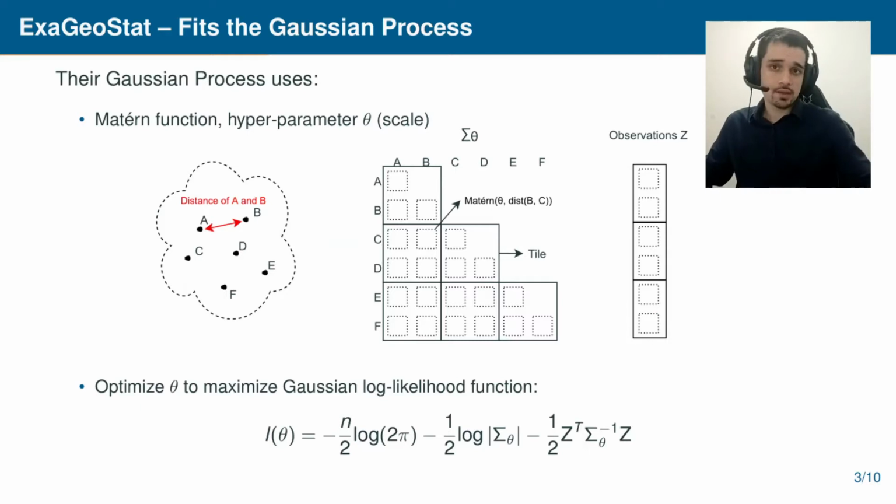The data of GeoStat is a set of points in space, and the value of their observation z. GeoStat fits a Gaussian model with the Matérn kernel, with a scale parameter theta. The quality of these fits depends on it. Hence, GeoStat optimizes theta to maximize the Gaussian likelihood function, where we have to compute the determinant and the inverse of the matrix sigma theta. Both can be easily computed once sigma theta has been factorized with a Cholesky decomposition.